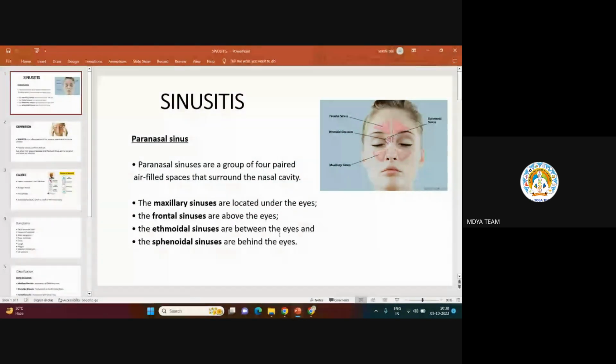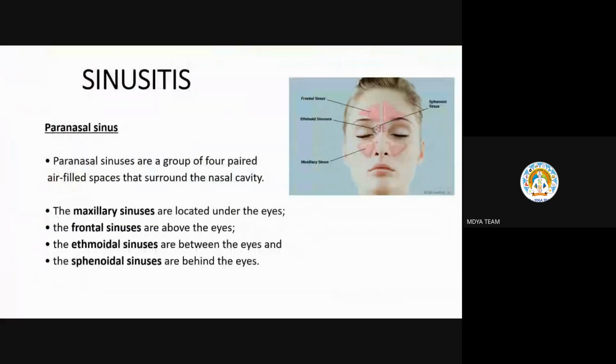Okay, sinusitis. My screen is full. Full screen is visible? Yes, ma'am. So allergic rhinitis is clear to all? Yes, ma'am.